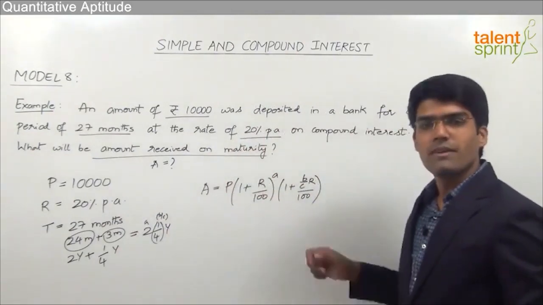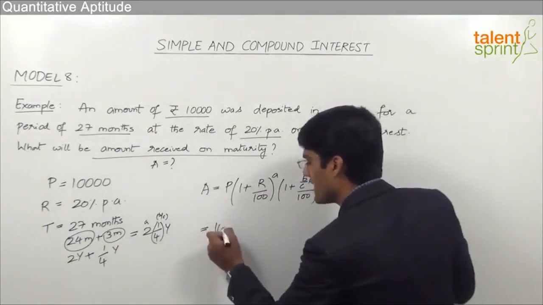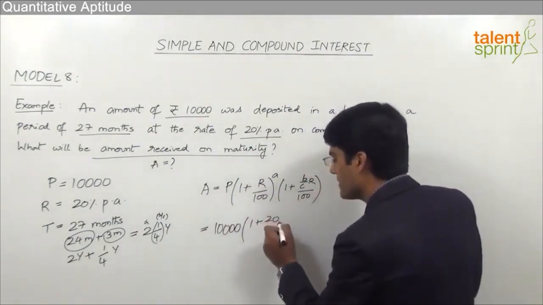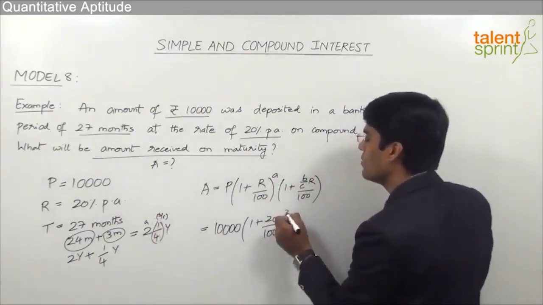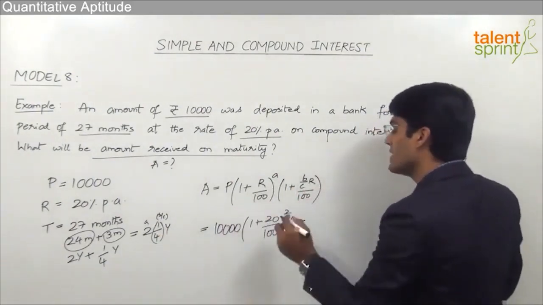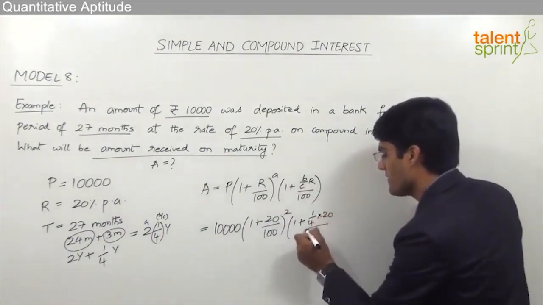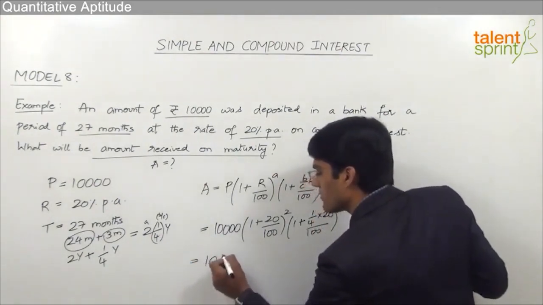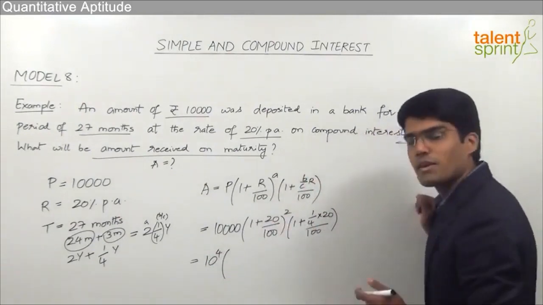Now let us substitute these values and get the required answer. So the amount can be taken as principal, that is 10,000, into (1 plus rate of interest, 20%, so 20 by 100) whole to the power of a. A is nothing but 2 complete years, into (1 plus b by c, which is 1/4, into the rate of interest again 20%, divided by 100). So this comes out to be 10 to the power of 4, that is nothing but 10,000, into (1 plus 20 by 100, which is 120 by 100).